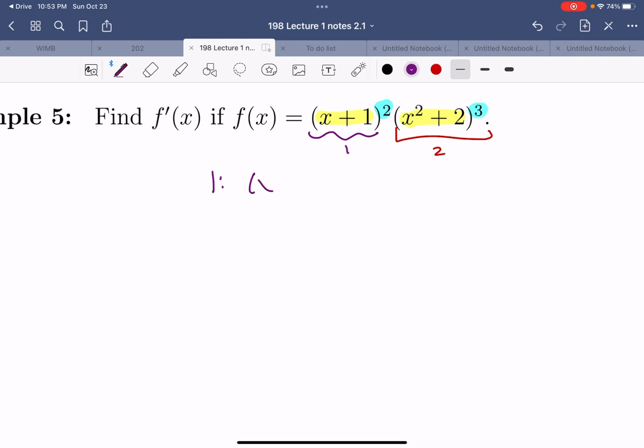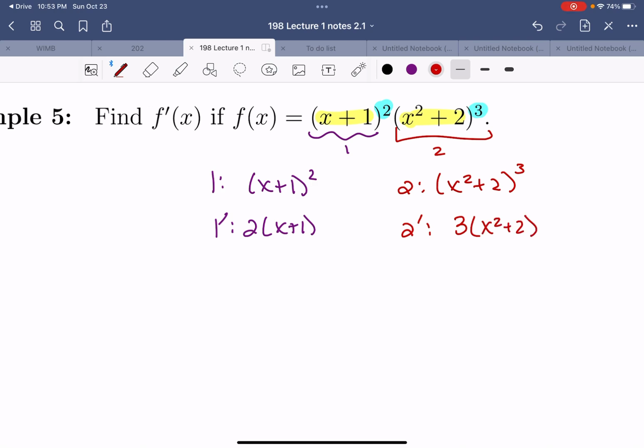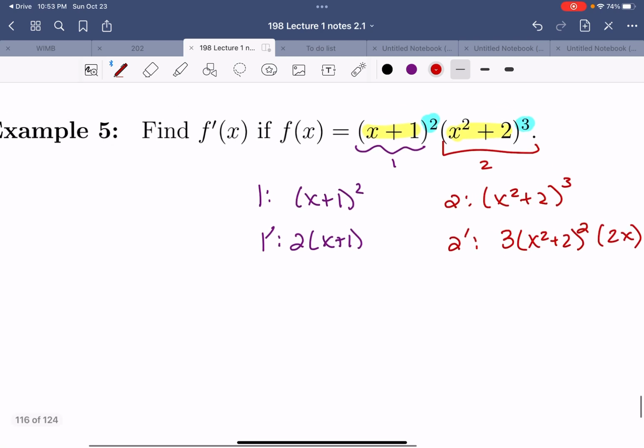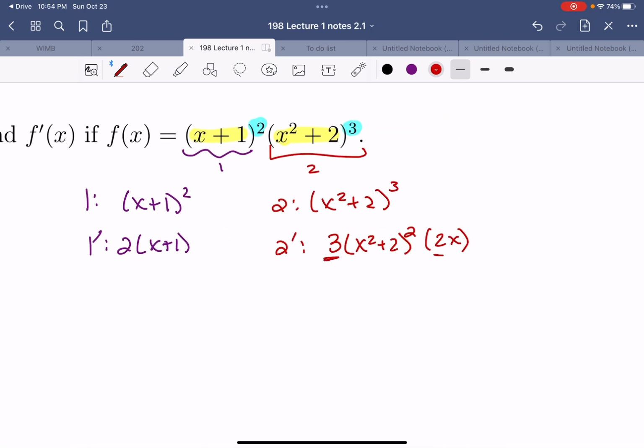So function 1 is the x plus 1 squared. And so its derivative using chain rule, I'm going to bring down the 2, leave the inside. New exponent is 1, times the derivative of the inside, which is also 1, so I don't have to write it. Function 2 is the x squared plus 2 cubed. So to get its derivative, we're going to bring down the 3, leave the inside. New power is 2, and we multiply by the derivative of the inside, which is 2x. Now I can multiply this one and this one together. So that's 6x times x squared plus 2 squared.